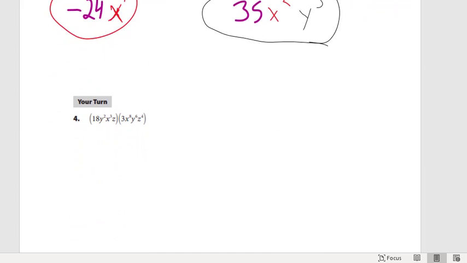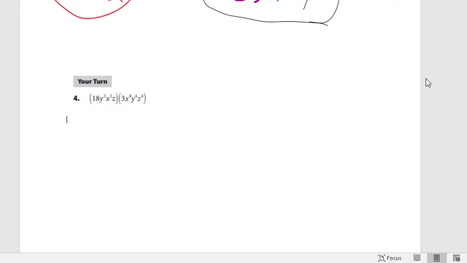All right, we have our first your turn. So what you need to do, multiply front numbers like normal. So the coefficients, you can just multiply together. Then you need to add exponents on like bases. I'm going to pause the video and I'll give you a moment to work through it, and then we'll go over it in a second.